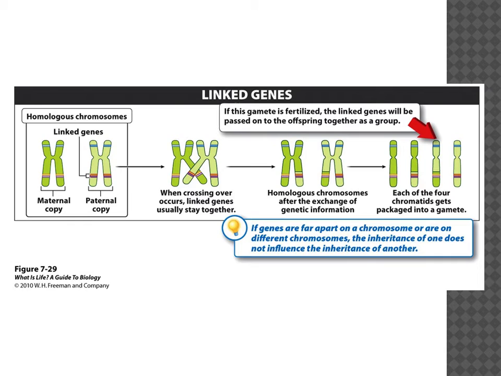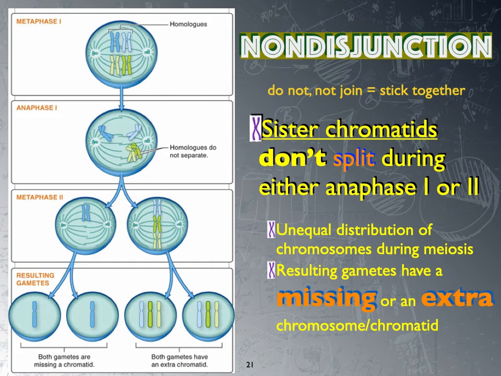So here we've got linked genes, a blue and what appears to be red. The blue and the red will switch a little piece there, and so it changes them up and gives you another chance for variation. That's what I want you to know.